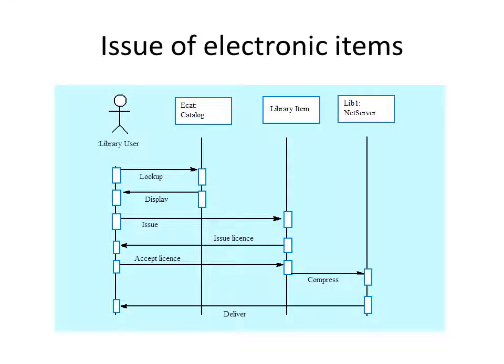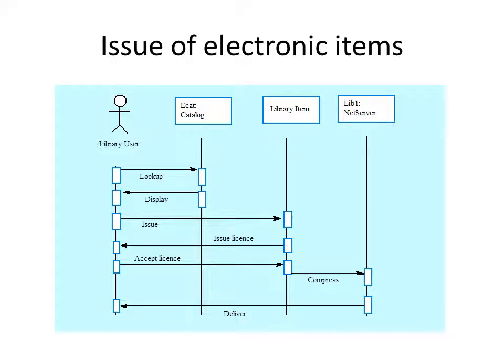This is an example of a sequence diagram about issuing electronic items. As you can see here, the actor is the library user, and you have aCat double colon Catalog. aCat means it's an object, and Catalog is the class name, which means aCat is the object created from the class called Catalog. On the library item, there's nothing before the double colon, which means it represents the class. Library item is the class.